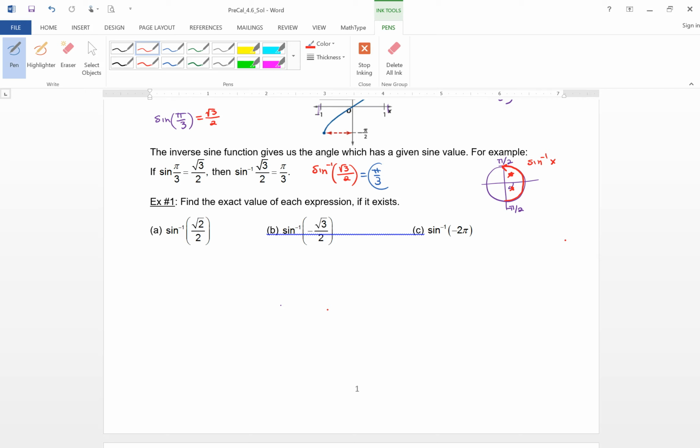Okay? All right. So here, let's do this problem. It asks you for the angle, the sine of which is root 2 over 2. So what's the one angle that gives you root 2 over 2 for the sine? Pi over 4. Okay? So the answer here is going to be pi over 4. Your answer, whatever angle you get, must either be in quadrant 1 or quadrant 4. Okay? Pi over 4 is in quadrant 1, so this works.